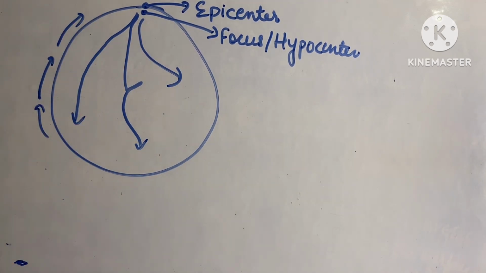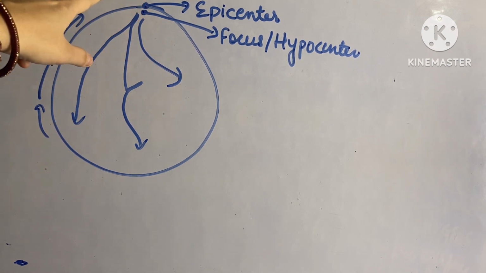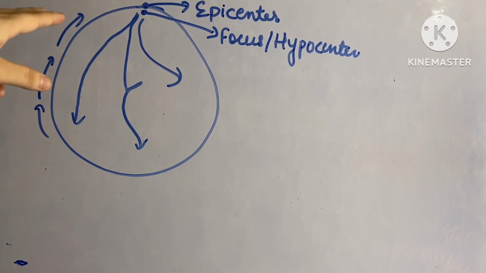Focus is always inside the earth and it is the part where waves are generated. And what is the epicenter? Epicenter is always on the surface of the earth and it is nearest to the focus. It is the point where maximum impact of earthquake will be seen. Now we will talk about body wave.